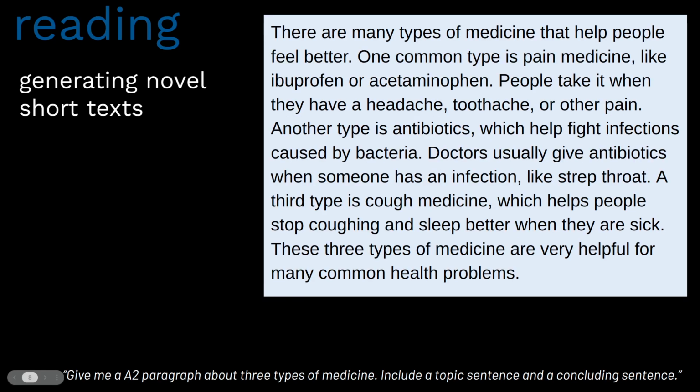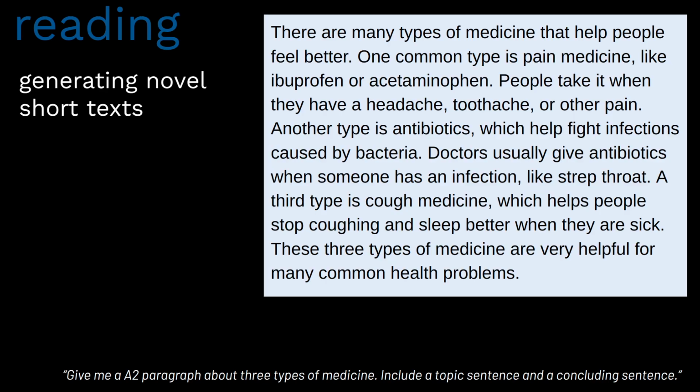I asked it to give me an A2 paragraph about three types of medicine. So we're getting into that classic kind of three body points with a topic sentence and a concluding sentence type of writing. And it came up with: There are many types of medicine that help people feel better. One common type is, and then we get another type is, a third type is. So we even have transition words in there that I didn't ask it specifically to do, but this is such a common thing that it kind of intuitively does it.